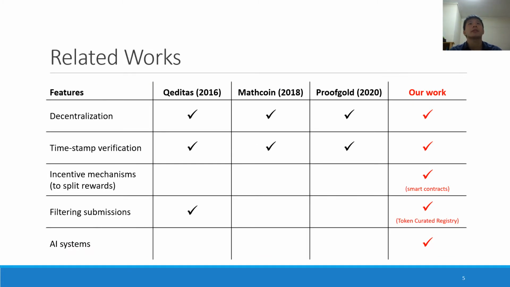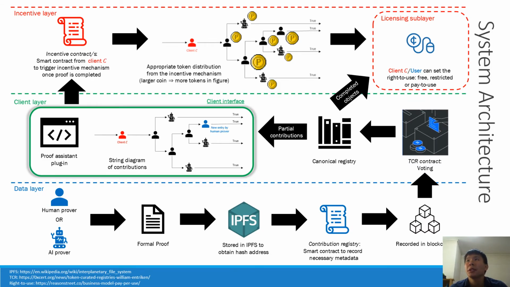As blockchain provides features such as decentralization and timestamp verification, there are prior projects such as QDDAS, MathCoin, and ProofGo that discuss the idea of implementing a blockchain system for formalizing mathematics. However, what differentiates our paper from theirs is that we discuss the use of smart contracts to implement an incentive mechanism, the use of Token-Curated Registries (TCR) to filter submissions, and lastly, the involvement of AI systems. So, in the next few minutes, I will briefly explain the overview of our system architecture layer by layer.